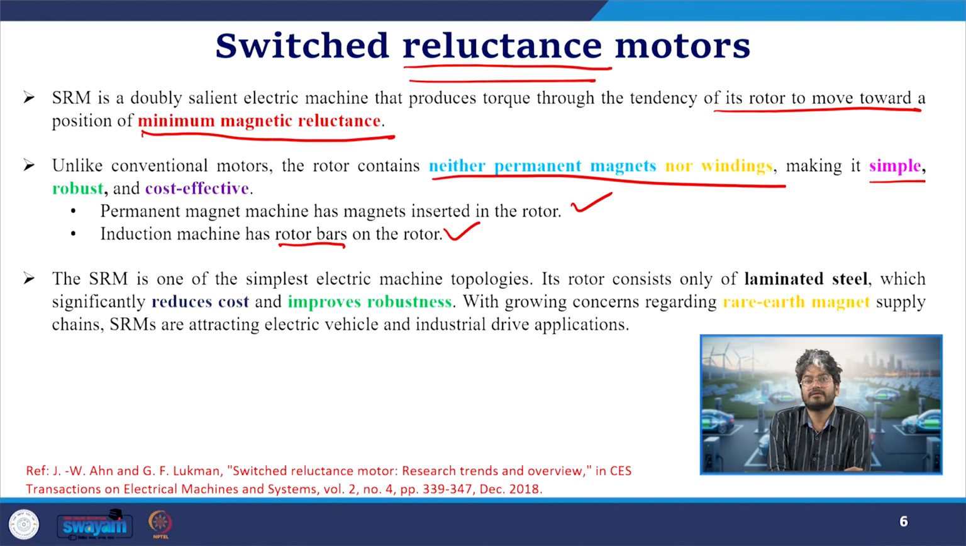So SRM is one of our simple electrical machines. It contains only laminated steel. The magnetic material which is popularly used to construct the rotor as well as the stator will be laminated steel. These laminated steels are easily available to us, so the cost is low and the machine will be more robust in nature, because laminated steels have been available for a very long time, and the technical know-how is already available with us.